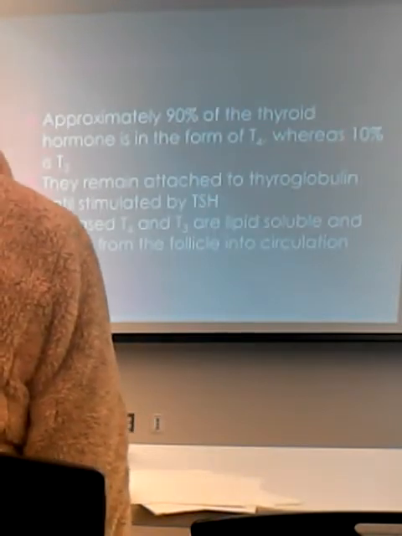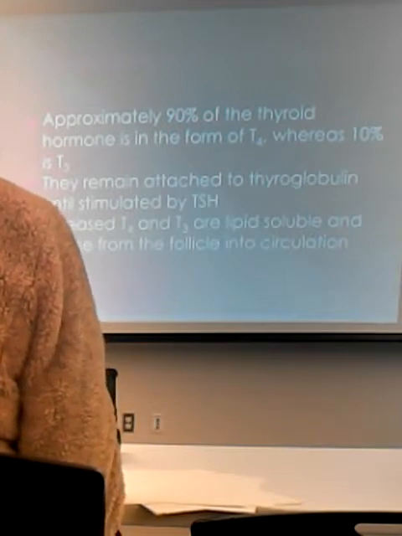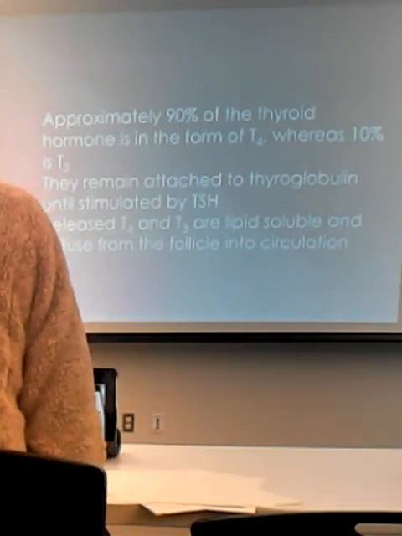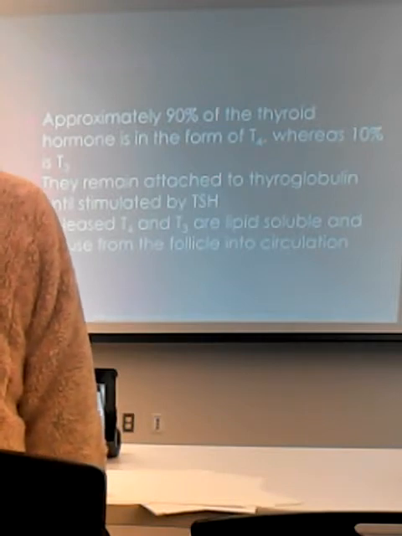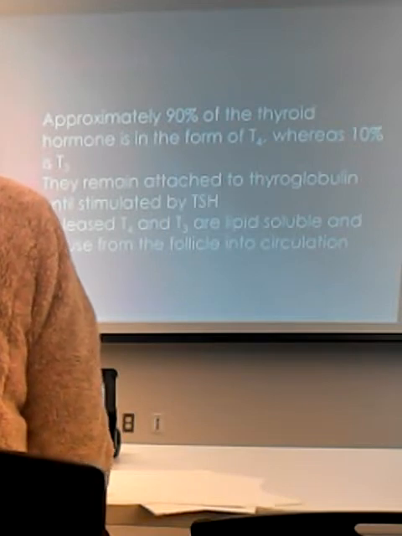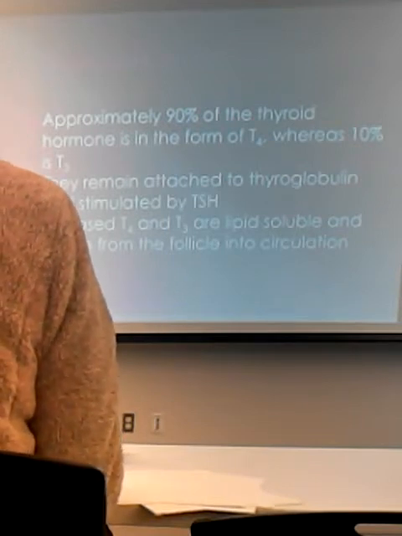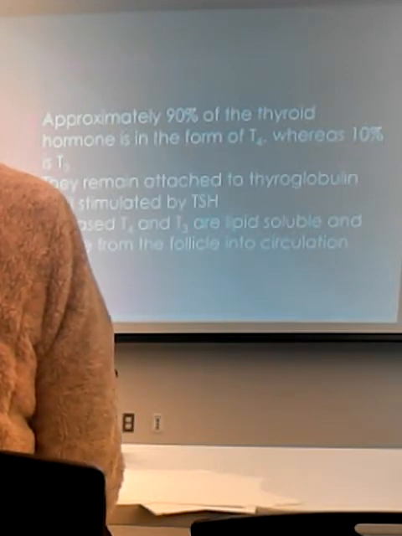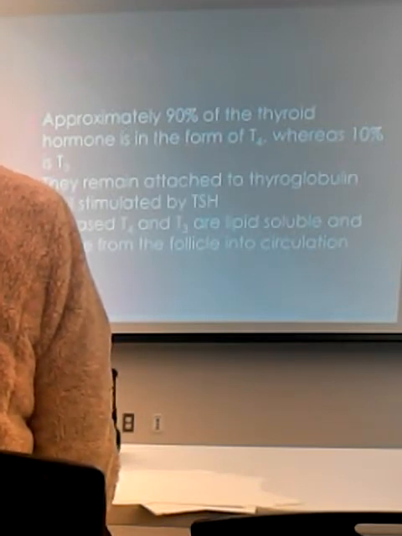So which one's prevalent? T4 is. 90% of the thyroid hormone floating around is T4. Why? We don't want T3 because T3 is the active form and it automatically jacks up metabolism. We want it in the inactive form so the cells can activate it. Does that make sense, everybody? Okay.